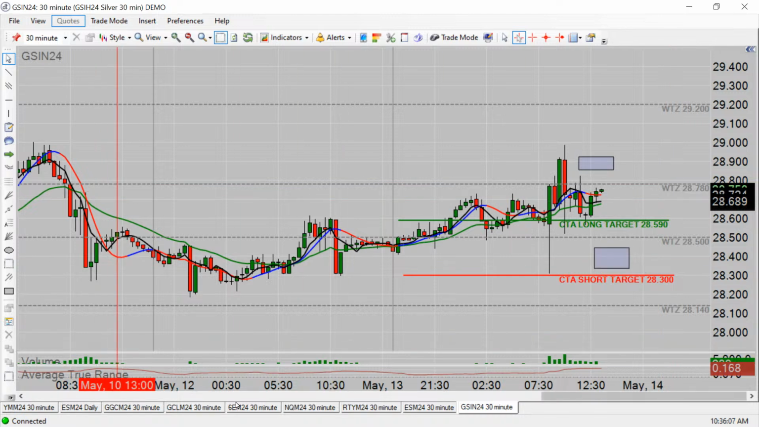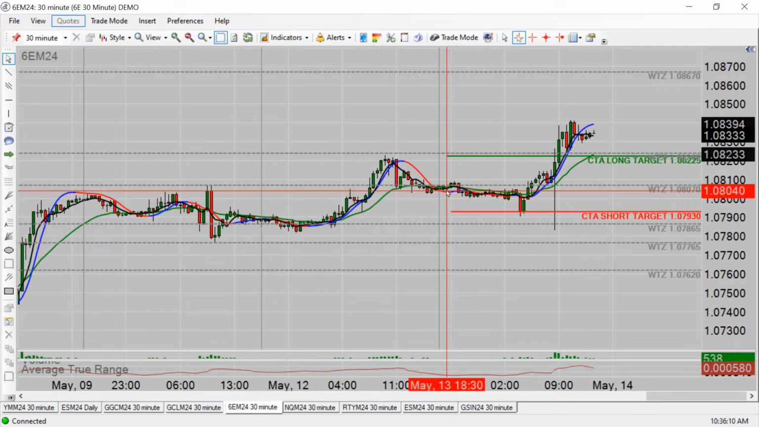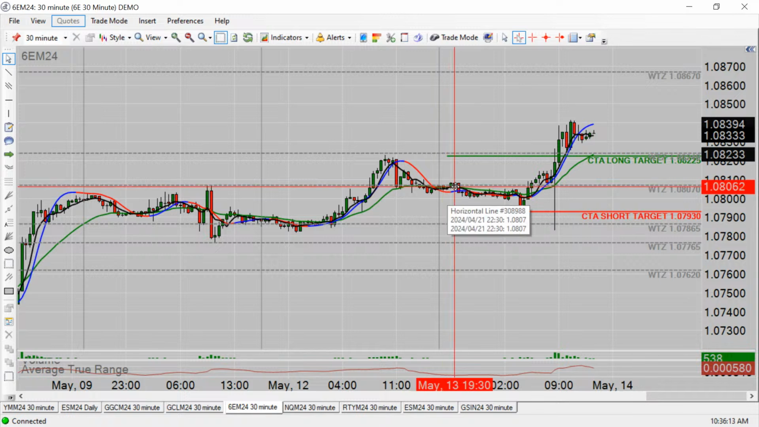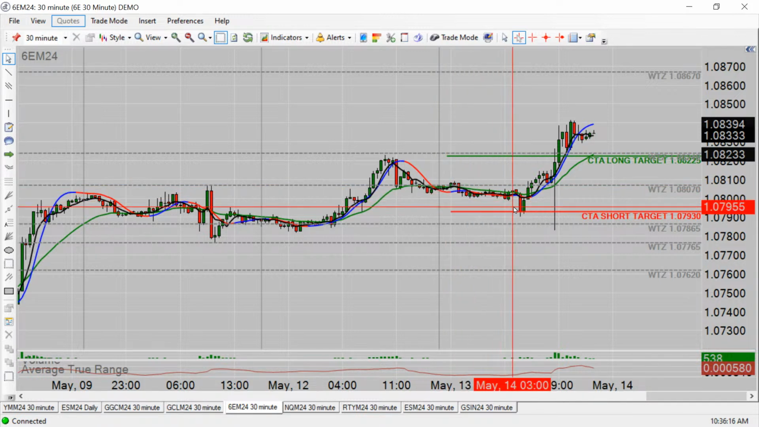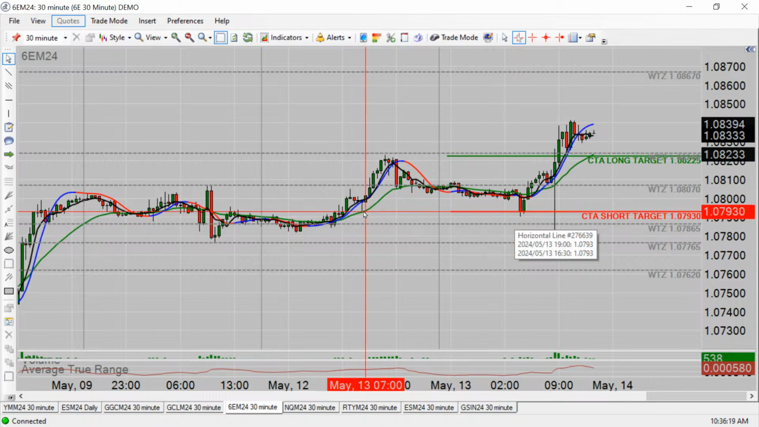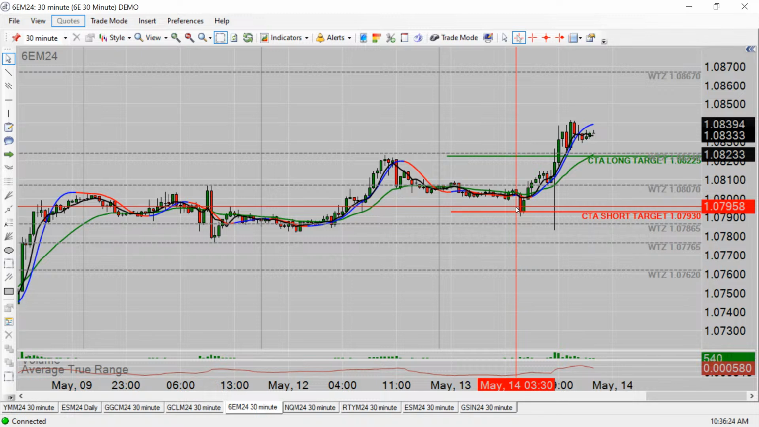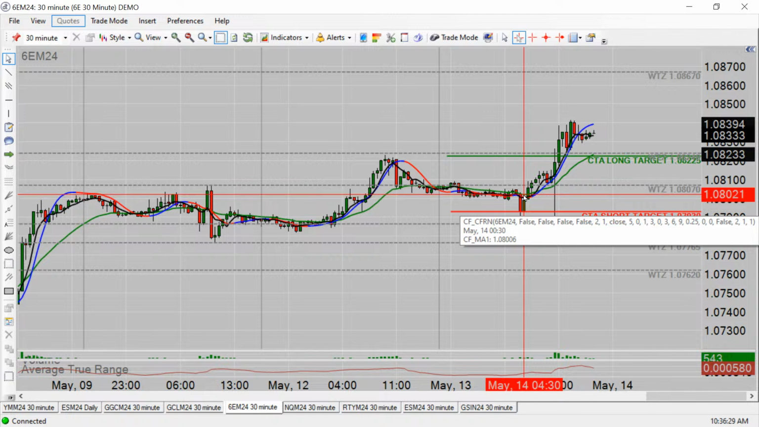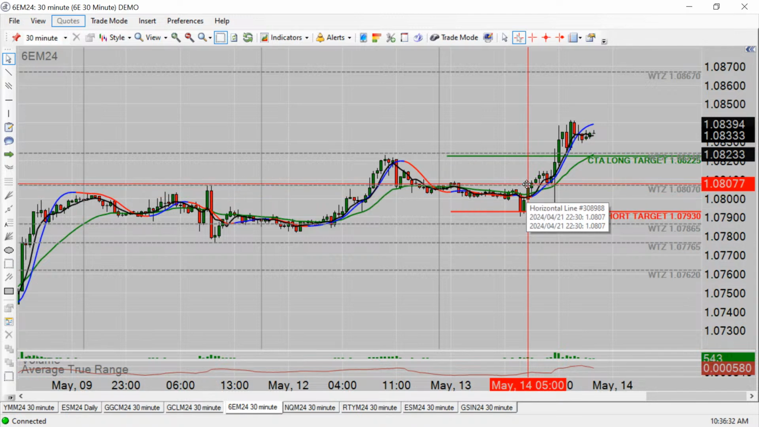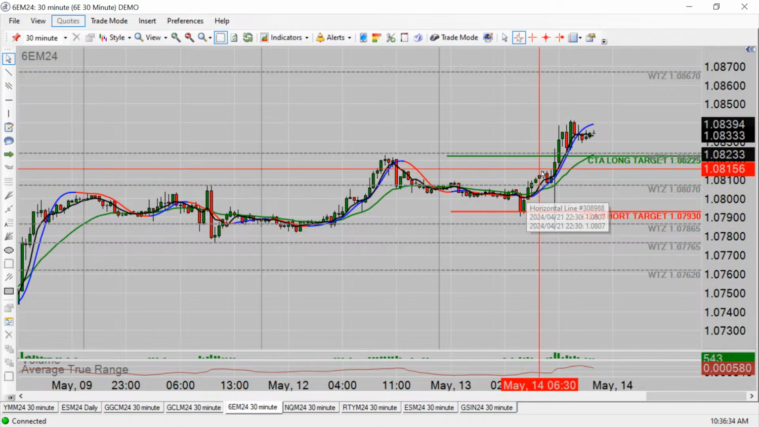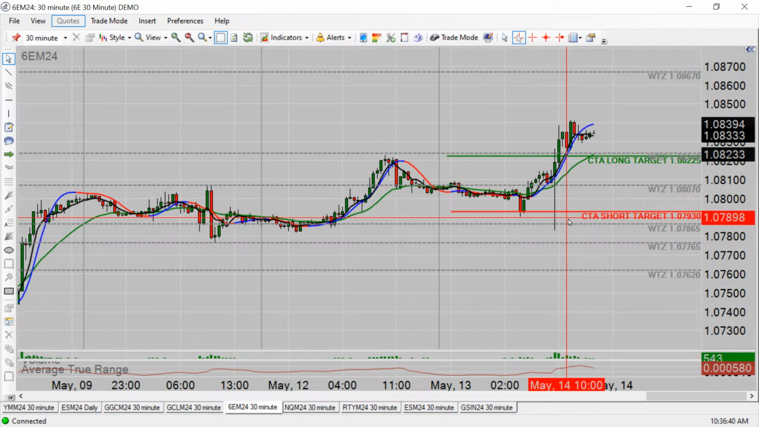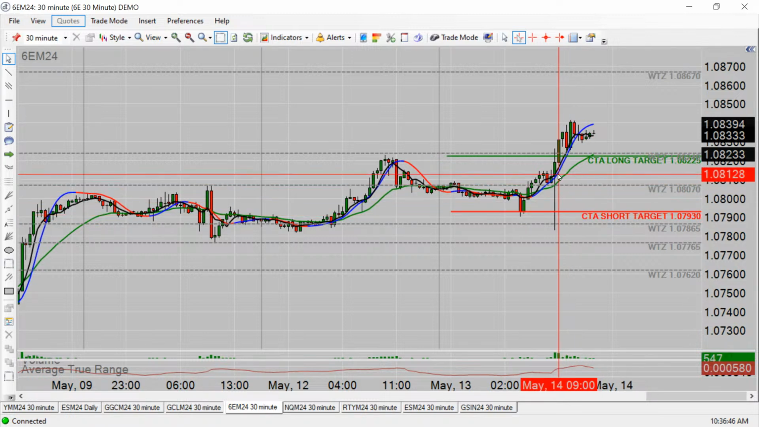And last but not least, the euro. We opened right at the weekly zone, got below the BBC, and dropped right to the target. See how that works? Support sends us looking for resistance. So we get up to the zone, consolidate, get another leg up, retracement, leg up, and that news comes out, and we run down to the short target as we did on every single market. Quickly recovered.